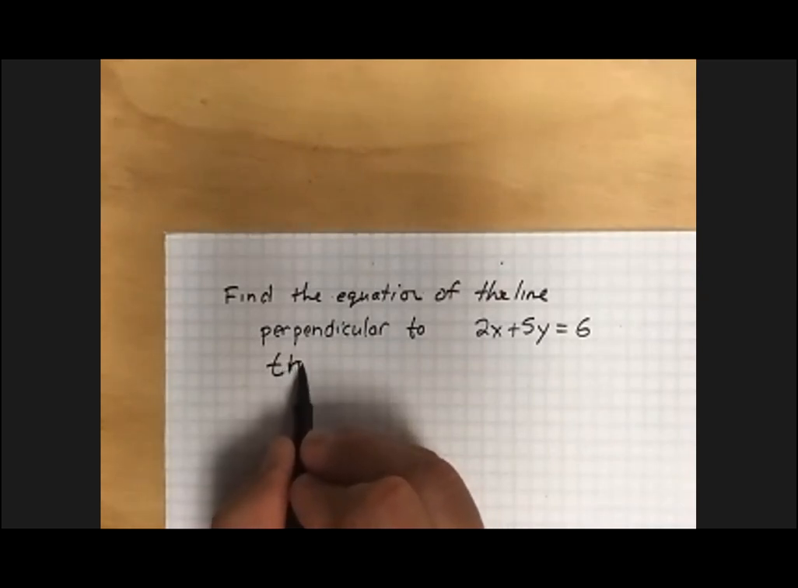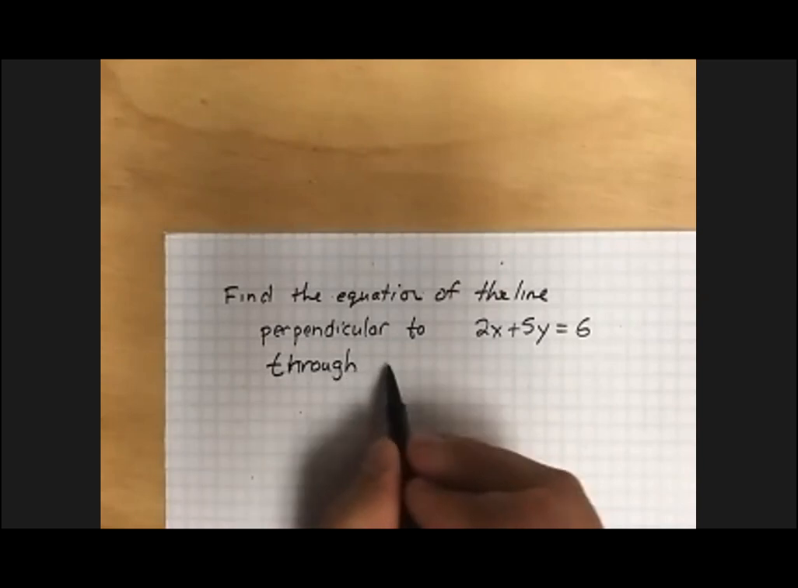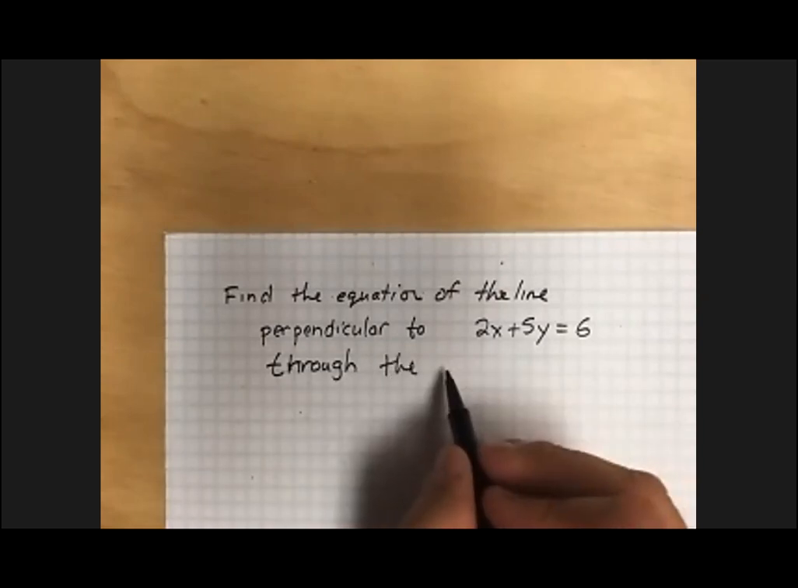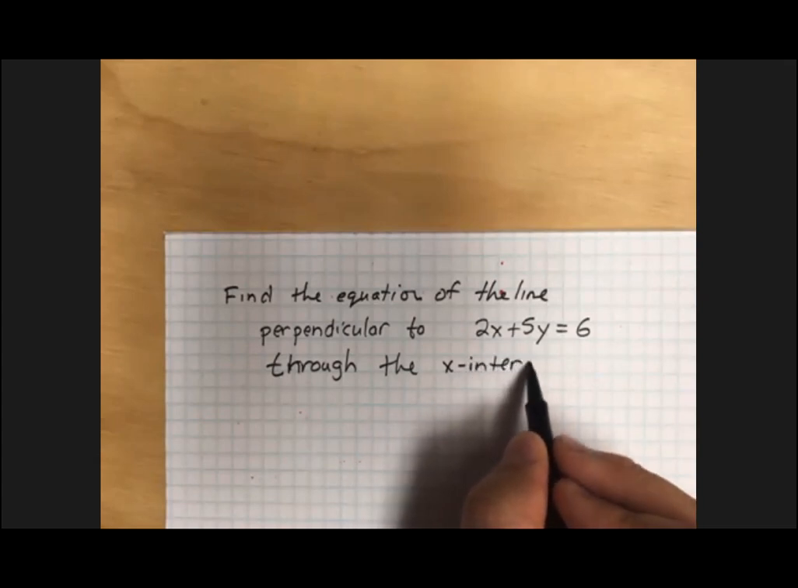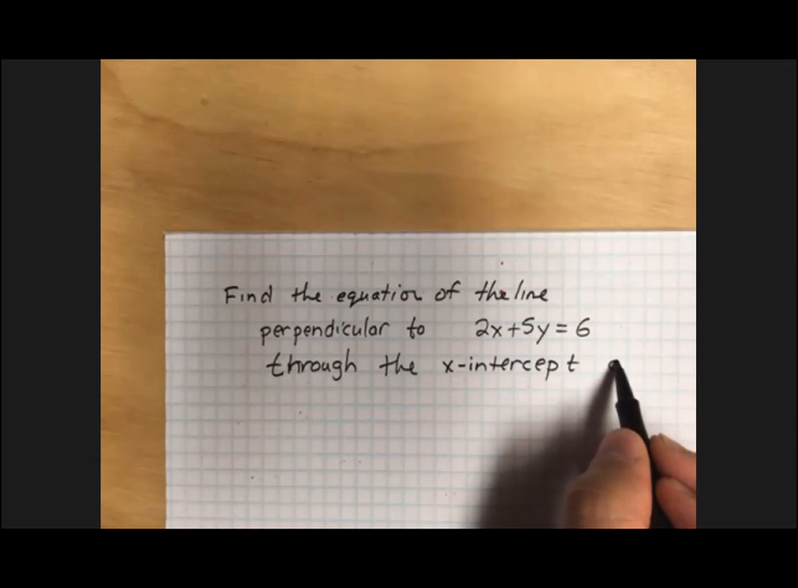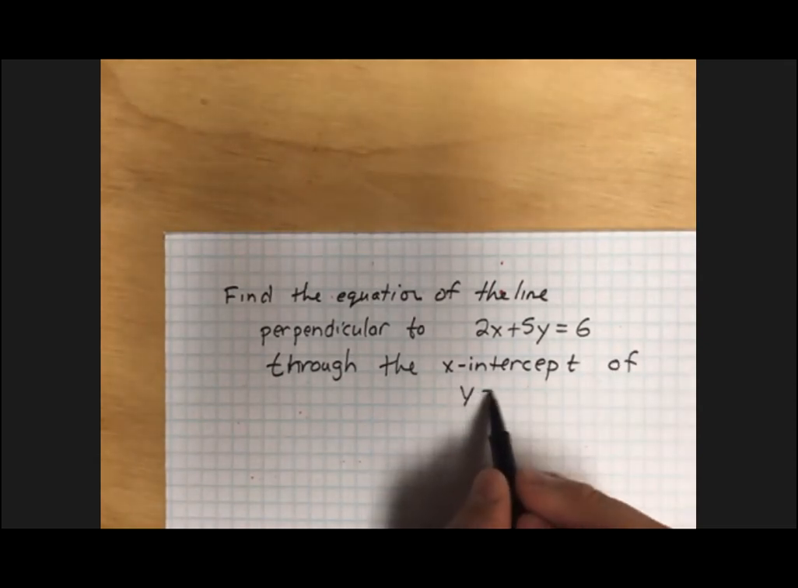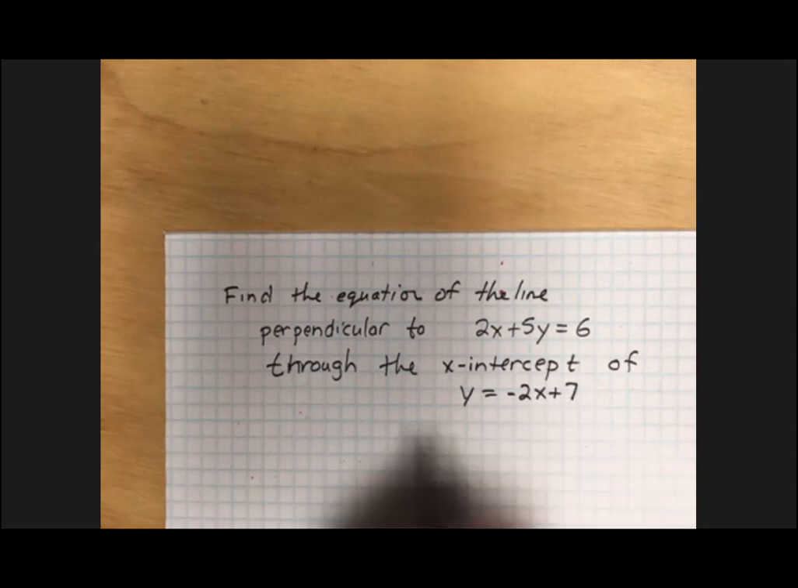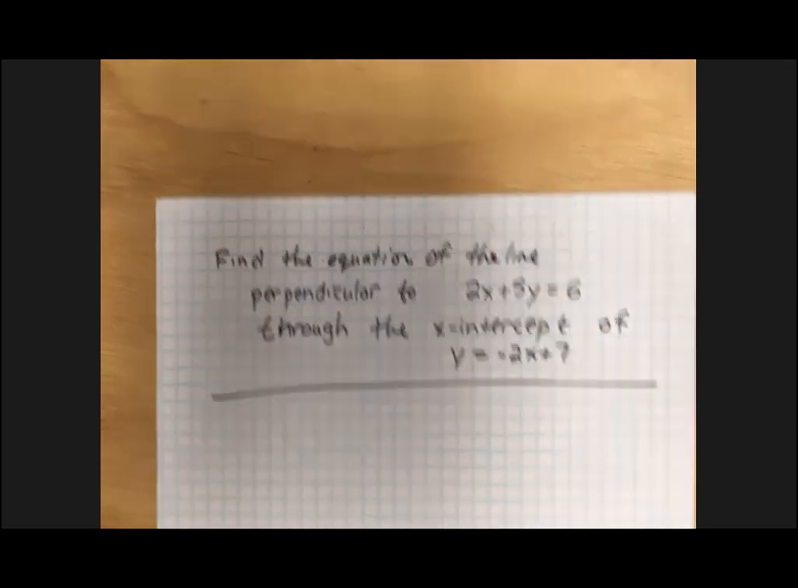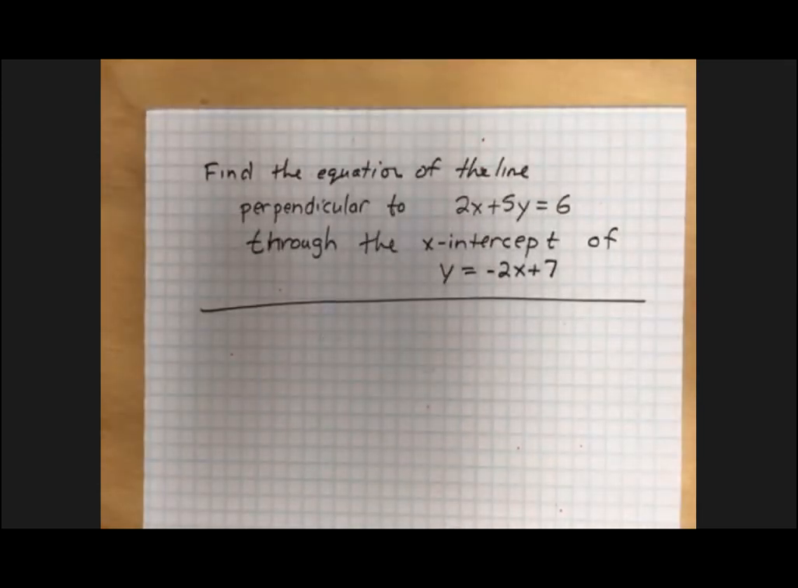through, let's get really crazy, through the x-intercept of y equals negative 2x plus 7. I think I made it worse than I intended.